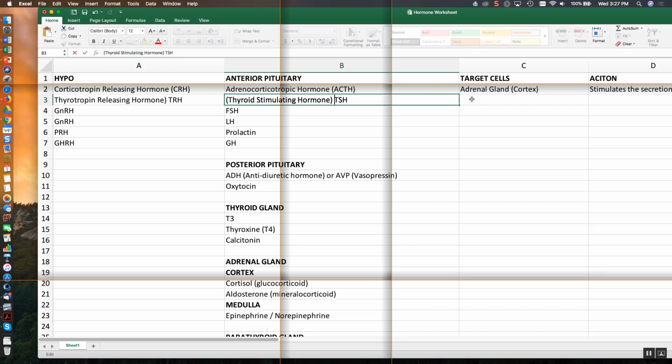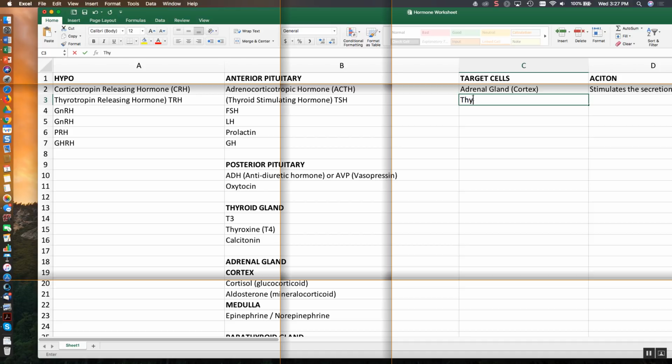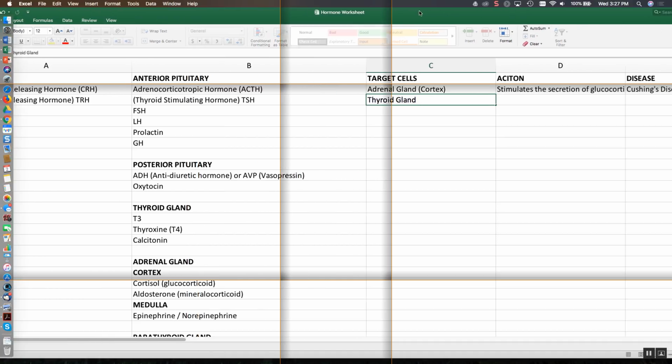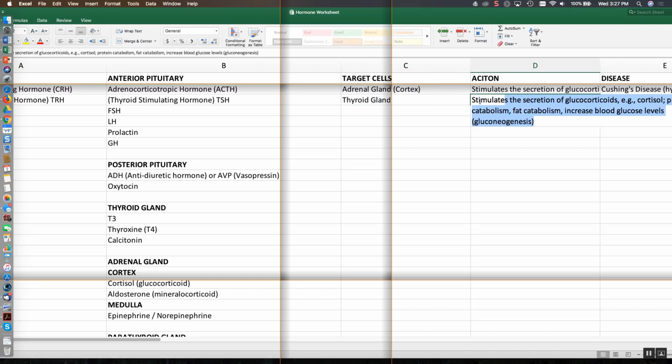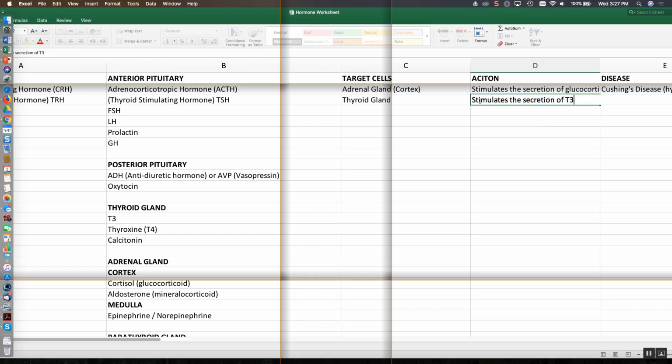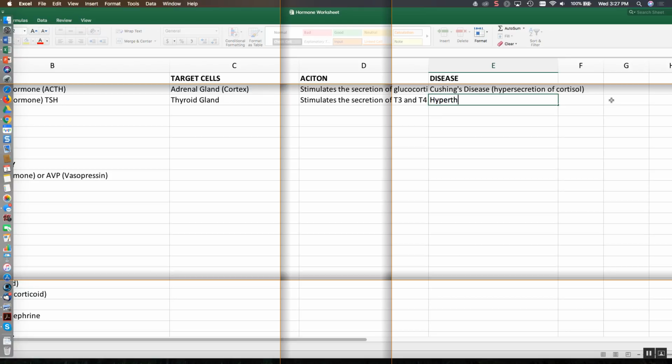Thyroid gland. What's the action? Stimulates the secretion of T3 and T4. What are the diseases associated with that? Hyperthyroidism and hypothyroidism.